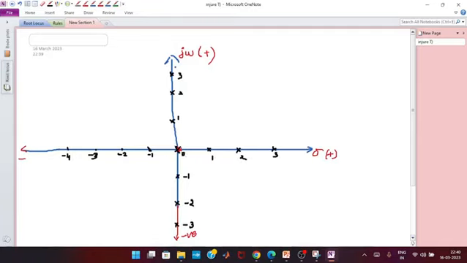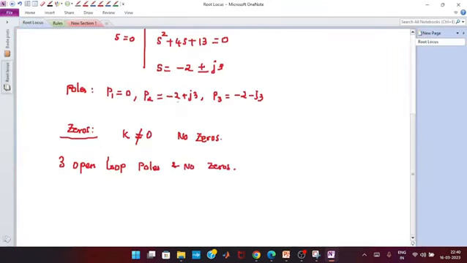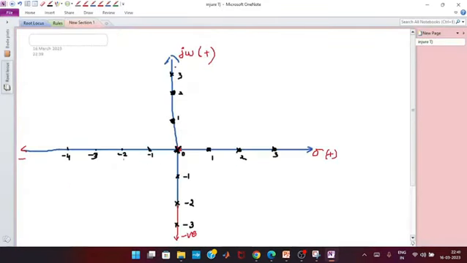So always, if you want to mark the pole, you have to use the cross symbol, right? These are all where you can put a dot. That is the best practice. Okay, fine. So the first pole is 0. What is the second pole? It is minus 2 plus j3. So what is minus 2 plus j3? Minus 2 is there, plus j3, right?